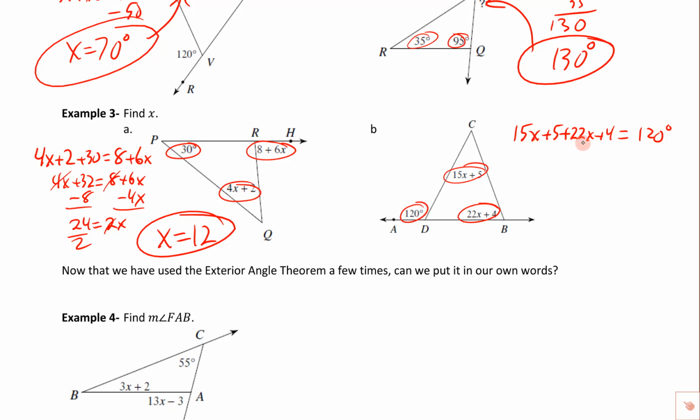The 15x and the 2x, those are like terms, so I can add those together. That'd be 37x. And then I've got a 5 and a 4, so that's a plus 9. And then I've got 120 right here. So if I get rid of the 9, I do a little subtraction problem, so I get 37x equals 111. Yep, 111. Then we're going to divide by 37. Now I think that goes in evenly, but let's just do a quick double check.